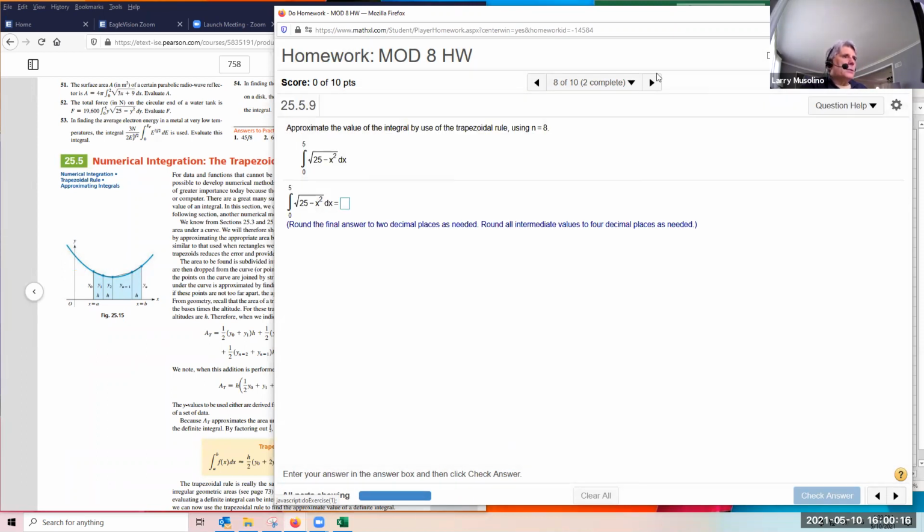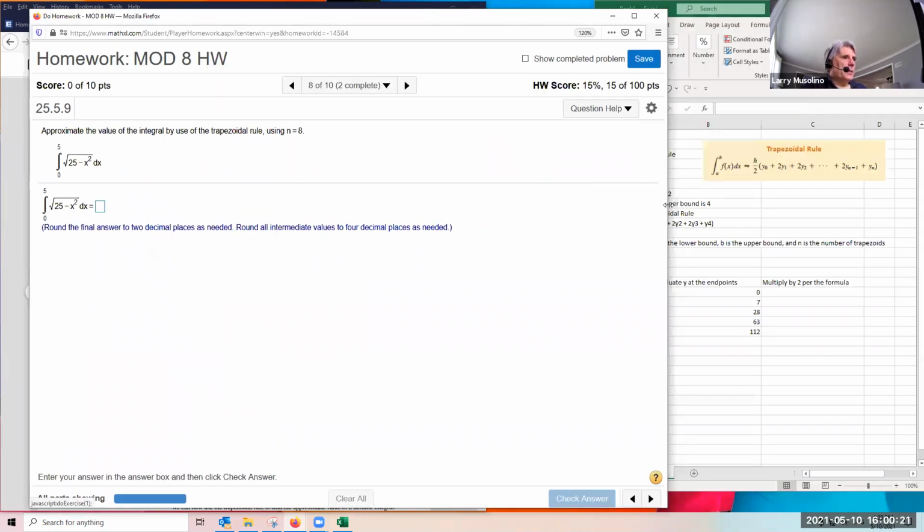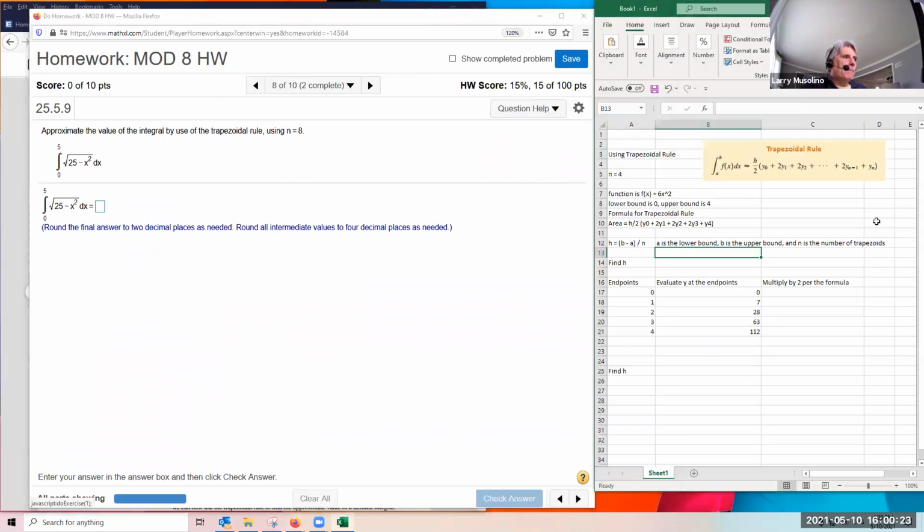But why don't we do an example like this? All right, and I've already started to set it up in Excel to save a little bit of time. All right, so here is an example. And let's do this using Excel. All right, so here it is. N equals 8 in my example, right? I'm looking at this example. Our function here is the square root of 25 minus x squared. Okay, the lower bound is 0, the upper bound is 5.